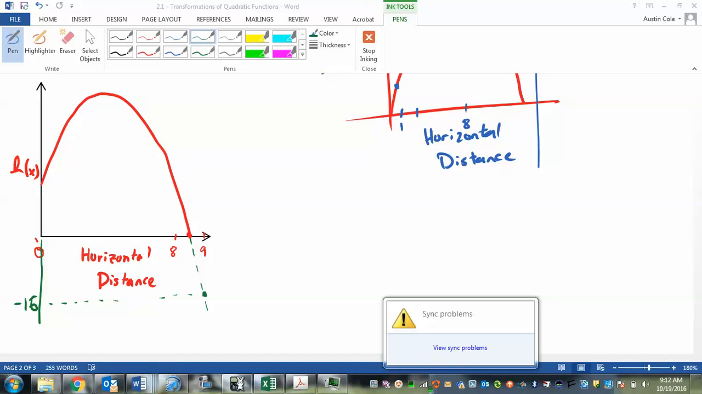Now, how do we move things on a graph going up and down? It's your k value. Our k value always is at the very end. So here's what we need to do.